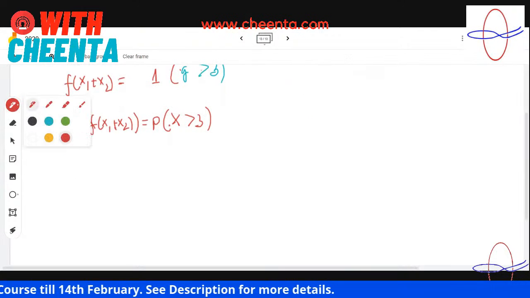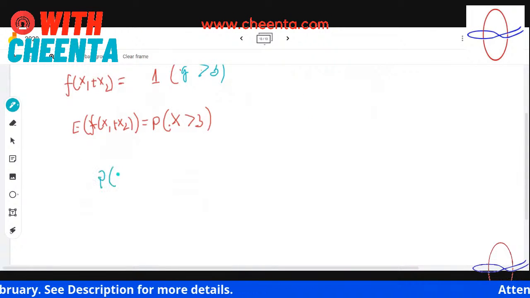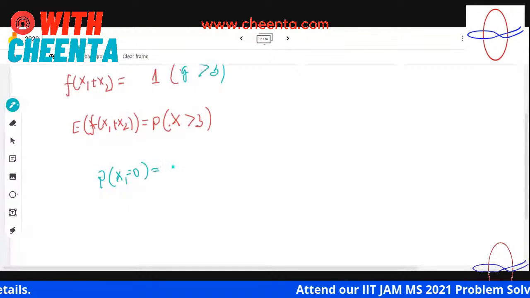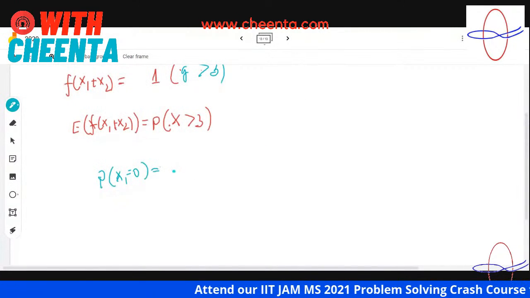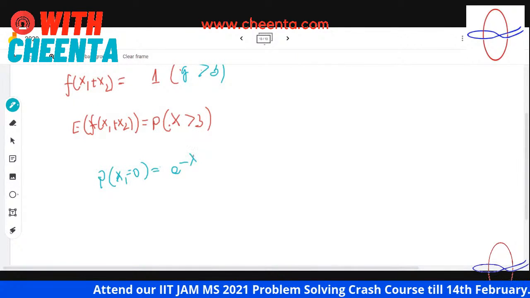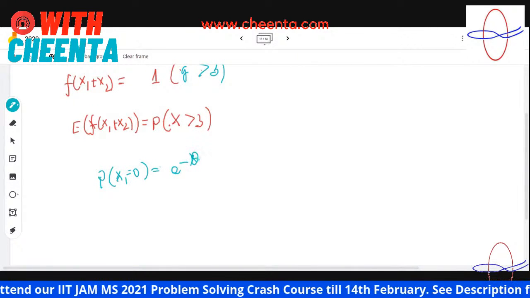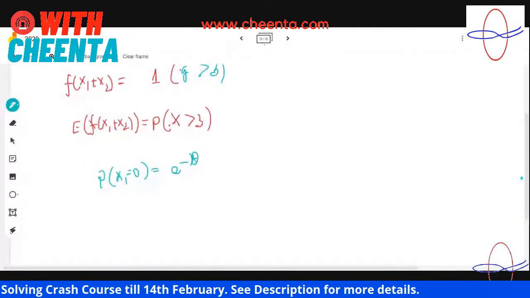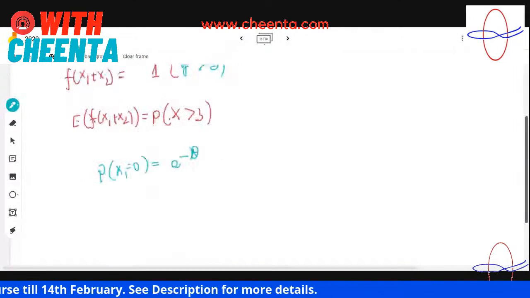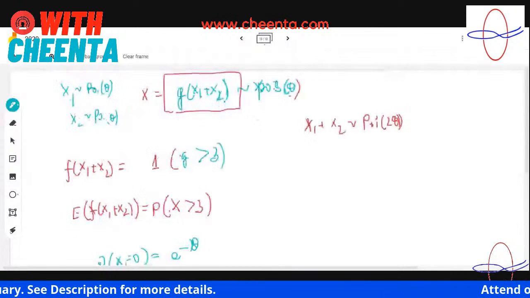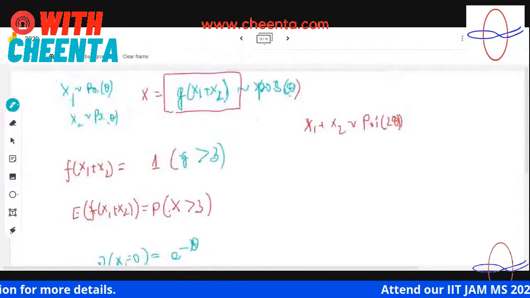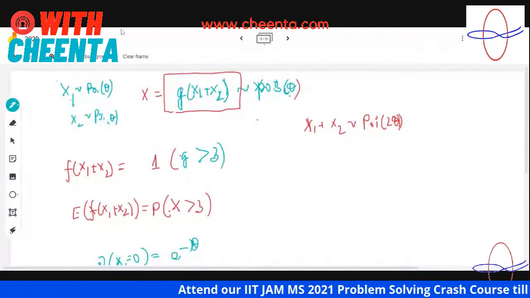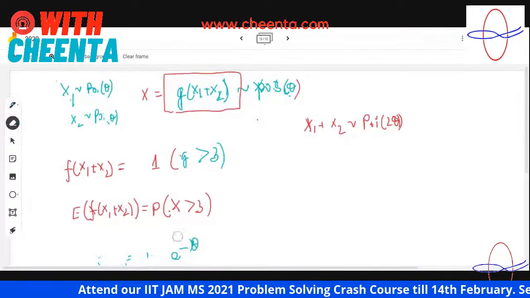So what Hemant is trying to do is that probability x1 is equal to 0 is what? E to the power minus e to the power minus theta, right? But e to the power minus theta is coming extra, right, Hemant? Not correct. You understand where the problem is happening, guys?